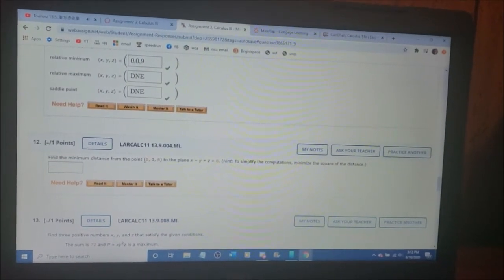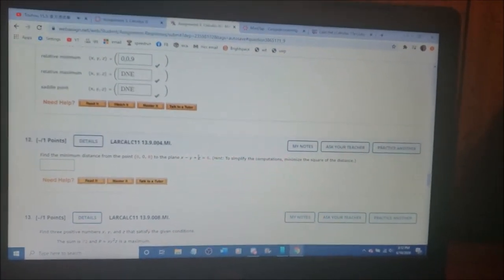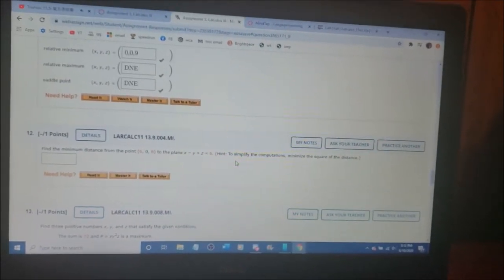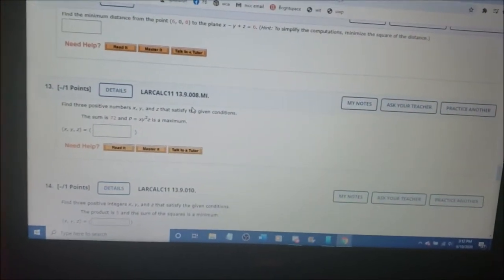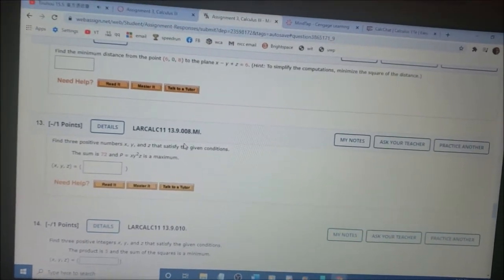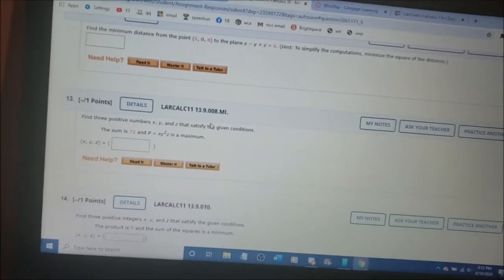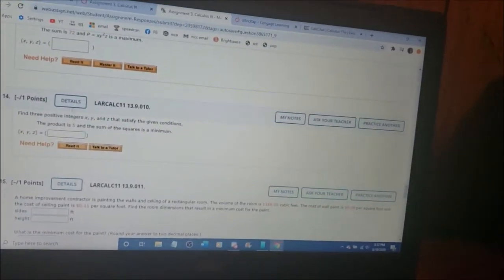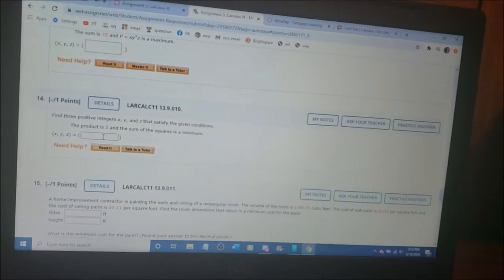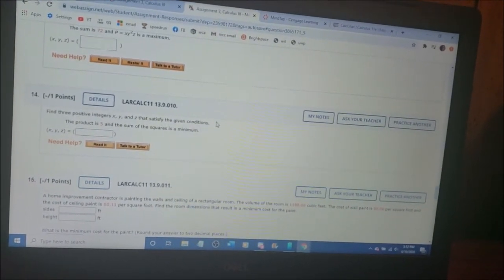Let's see. Next part. Find the minimum distance from this point to this plane. Find the minimum distance. Okay. Find 3 positive numbers, x, y, and z, that satisfy the given conditions. The sum is 72, and P equals x y squared z is a maximum. And then find 3 positive integers that satisfy the conditions. The product is 5, and the sum of the squares is a minimum.